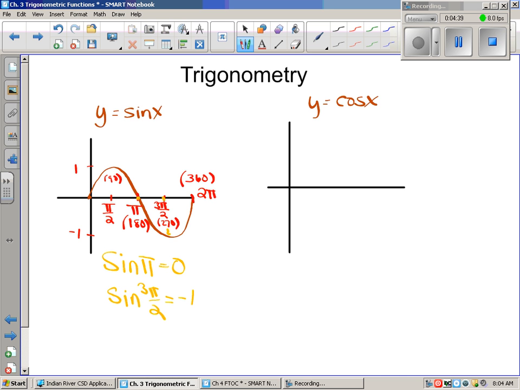Hopefully that's enough examples for you to be able to answer number 2 in your homework assignment, which requires you to just simply read off the graph, because that's what you'll be doing tomorrow. Now, cosine, in a similar fashion, has a cyclical pattern.